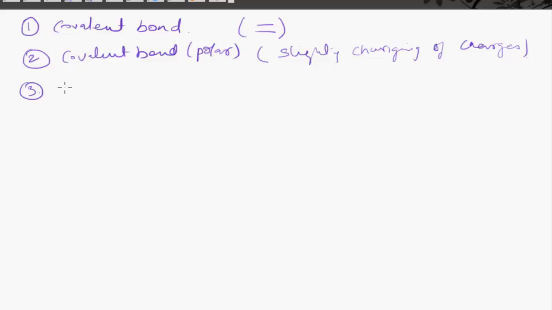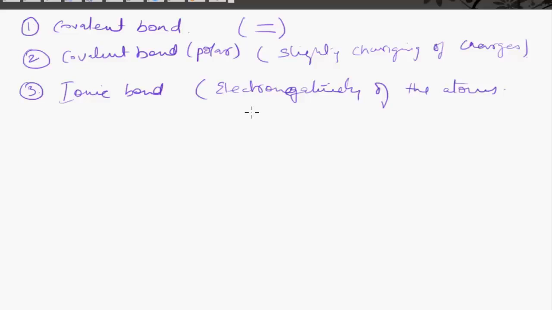Third, we get an ionic bond, where the difference between the electronegativity of two or more atoms is high. We get an ionic bond. That is, we call it a purely ionic bond. For example, lithium iodide, on the other hand, will be described as an ionic bond with some covalent character.